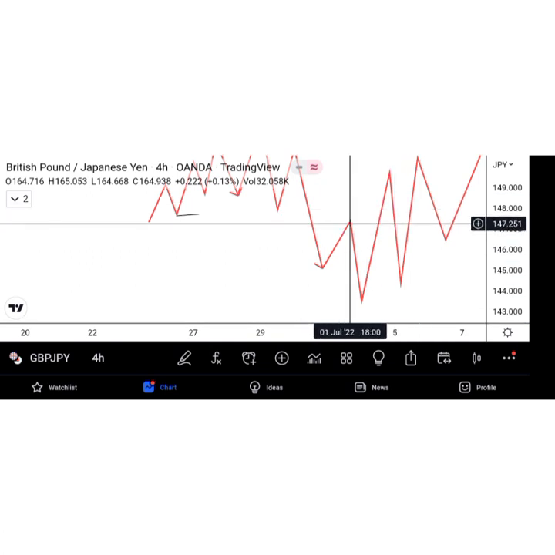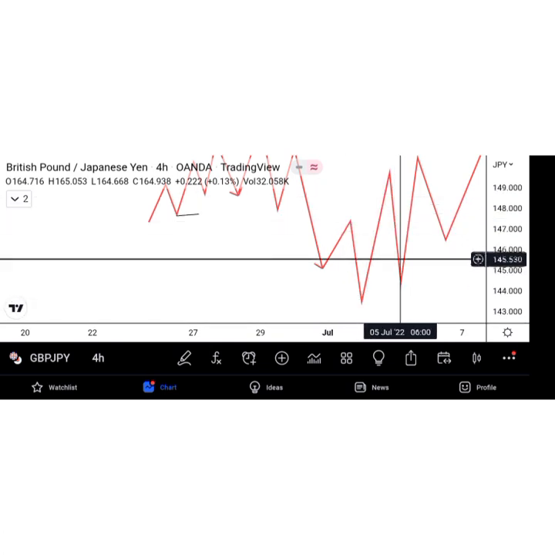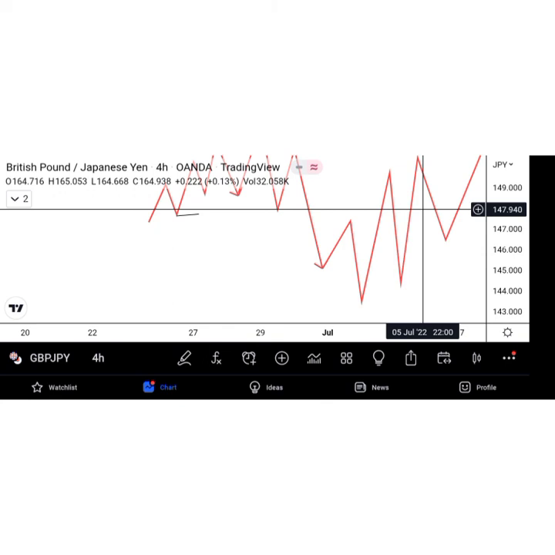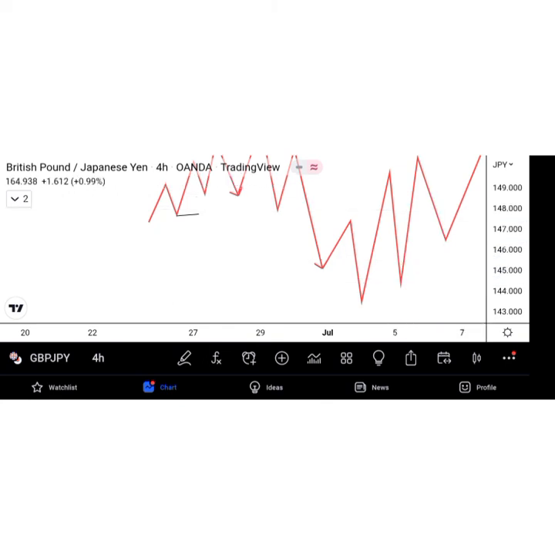Once this lower high that created this lower low is taken out, we are expecting demand to take over. So that is market structure. That's how the market moves.